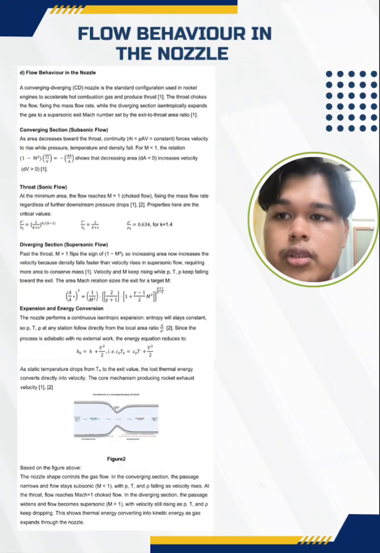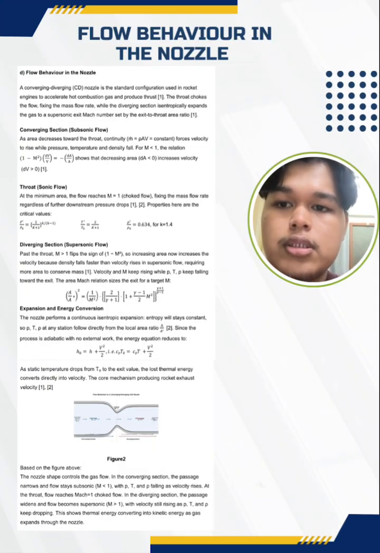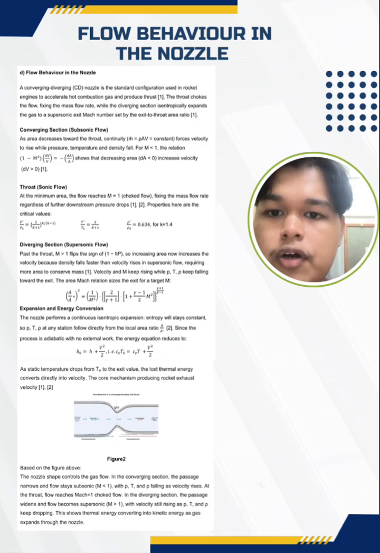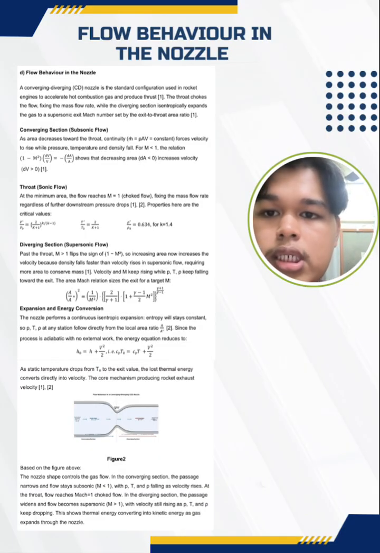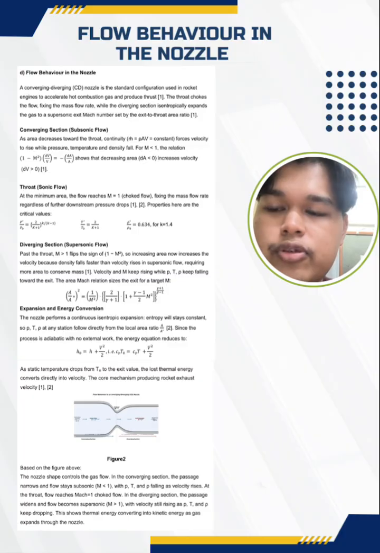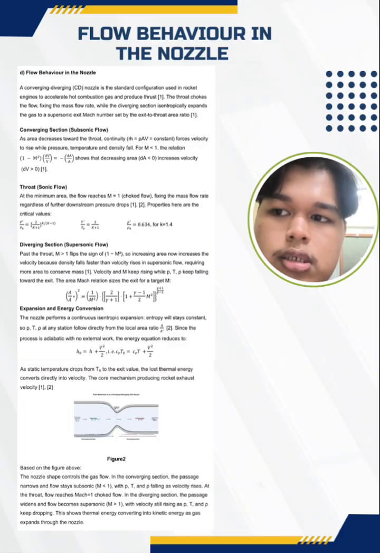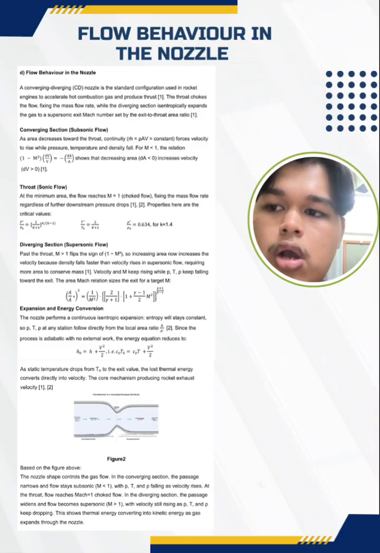Hi everyone, I will talk about how the flow behaves inside the nozzle. The nozzle has two parts, the converging and diverging parts. In the converging part, the pipe gets narrower. Here, the gas is still slower than the speed of sound. We call this subsonic. As the area gets smaller, the gas speeds up and the pressure, temperature and density drop. At the narrowest point, called the throat, the gas reaches exactly the speed of sound, which is Mach number 1, or choke flow. Once this happens, the flow rate through the nozzle becomes fixed.